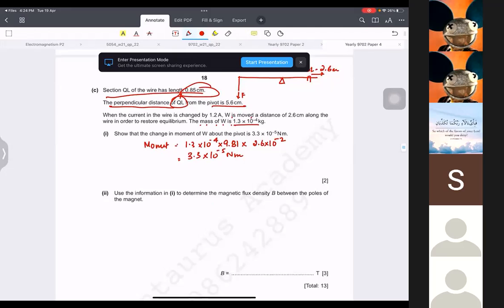Okay. After that it says use your information to determine the magnetic flux. Now it's become very easy. Now we can find the force. How? Because F times D equals the moment, since it should be in equilibrium. This force we need, and the distance to the pivot is 5.6 times 10 raised to minus 2. So what is the force then? Who's going to get me the force? I had done everything directly.